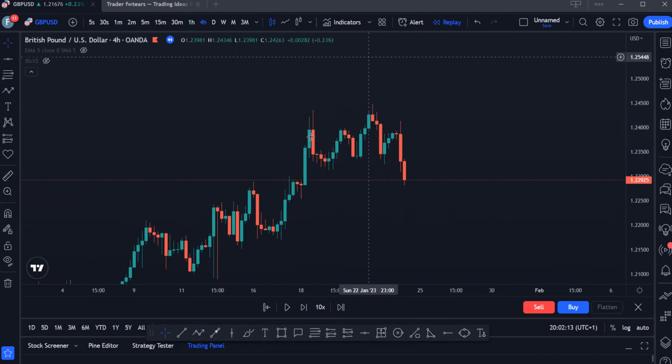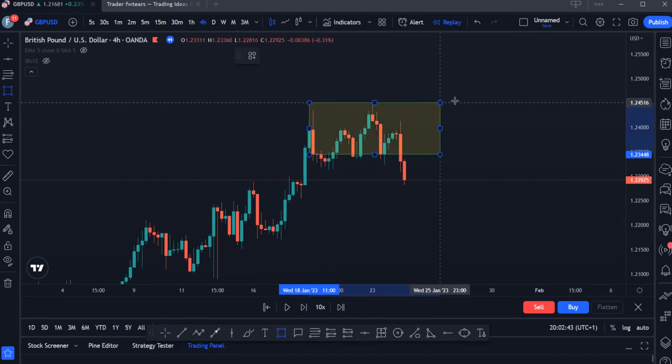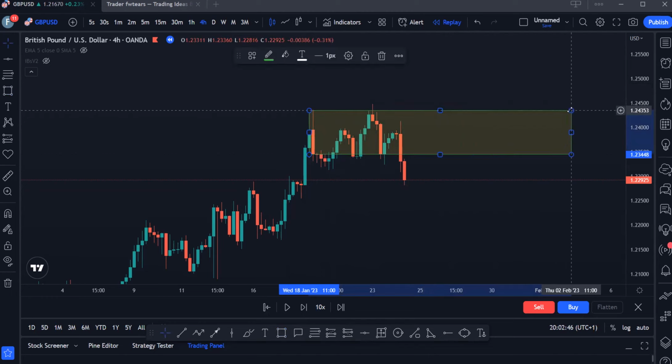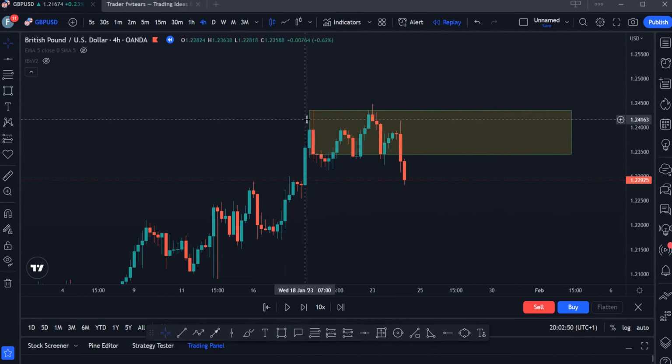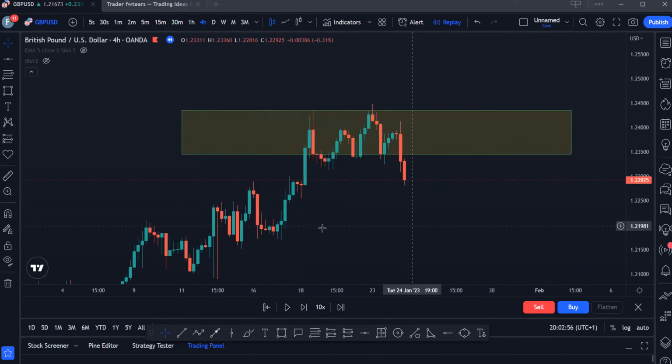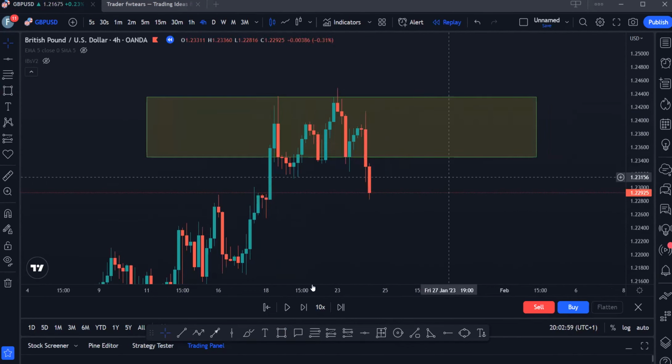In order to draw your resistance zone, how I do it is that I take the last buy candle, the last candle that represented the up move before the reversal happened. That is my resistance. So I'm going to use my rectangle tool, take everything from here to the upper extreme, and then draw it all the way forward. So this is a resistance zone. It's resistance.